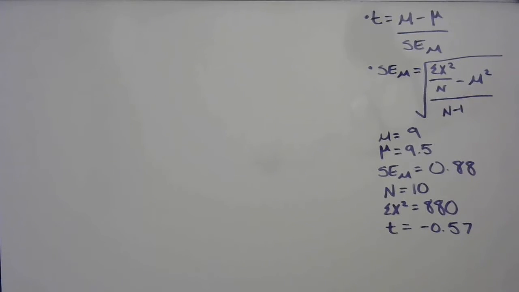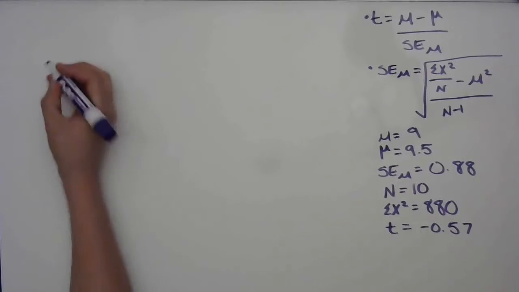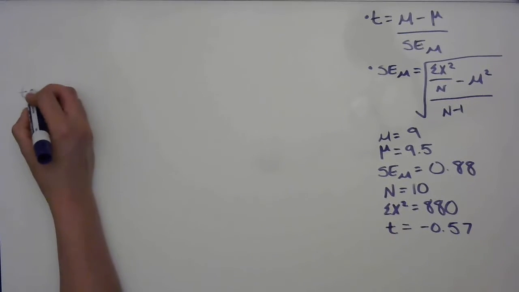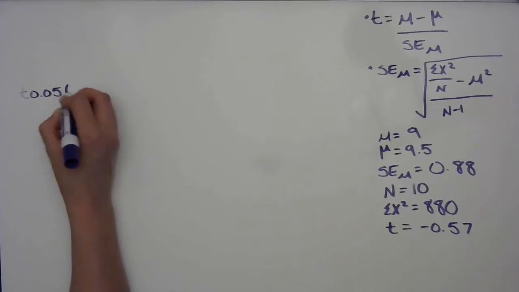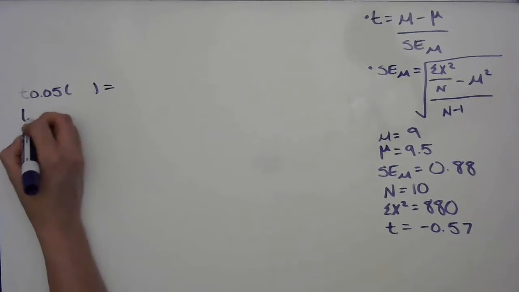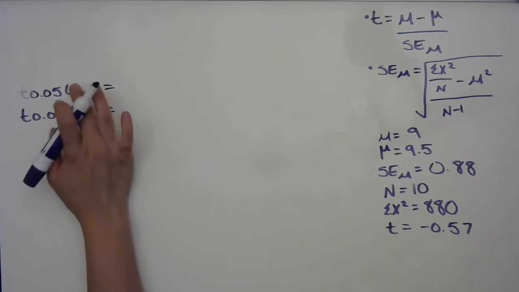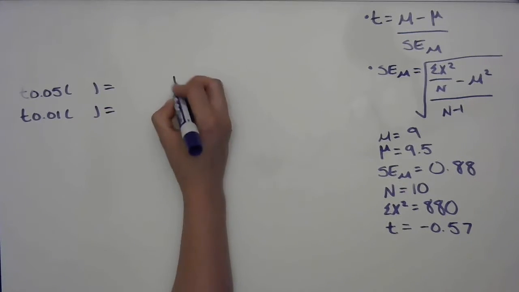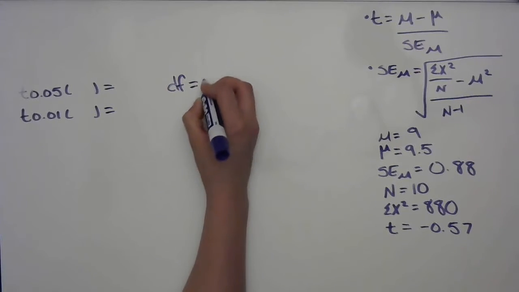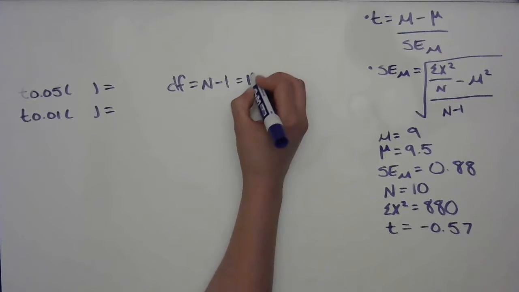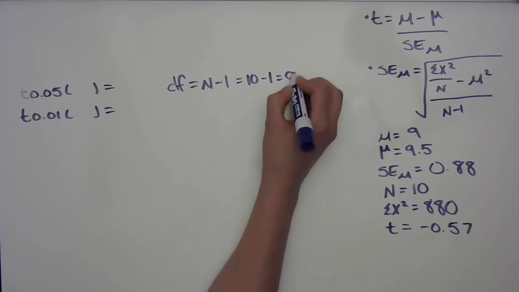Okay, last part, home stretch. Let's take our t value and see if we can accept or reject H0. So we are looking for t at 0.05, and then t at 0.01. We need to put our degrees of freedom in here. The degrees of freedom, if you remember, is n minus 1. Our n value here is 10 minus 1, so that's going to give us 9.